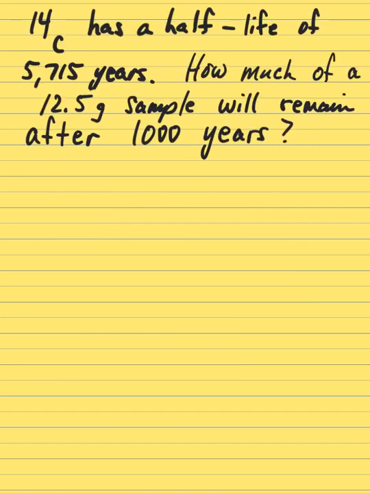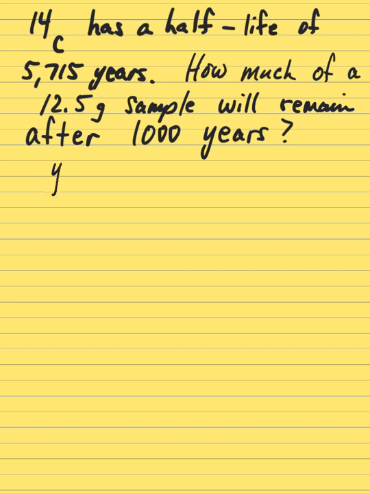On this problem, we're asked to find the missing value for the radioactive isotope. Round our answer to 2 decimal places. This appears to be a carbon-14 isotope that has a half-life of 5,715 years. We have an initial quantity of 12.5 grams, and we're trying to figure out how much would be left after 1,000 years. First, we have to find the deterioration or rate, or the value of K.